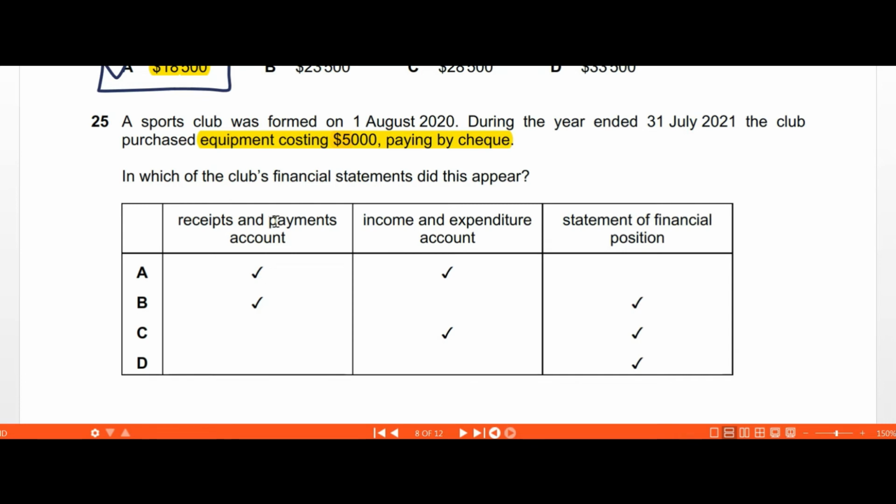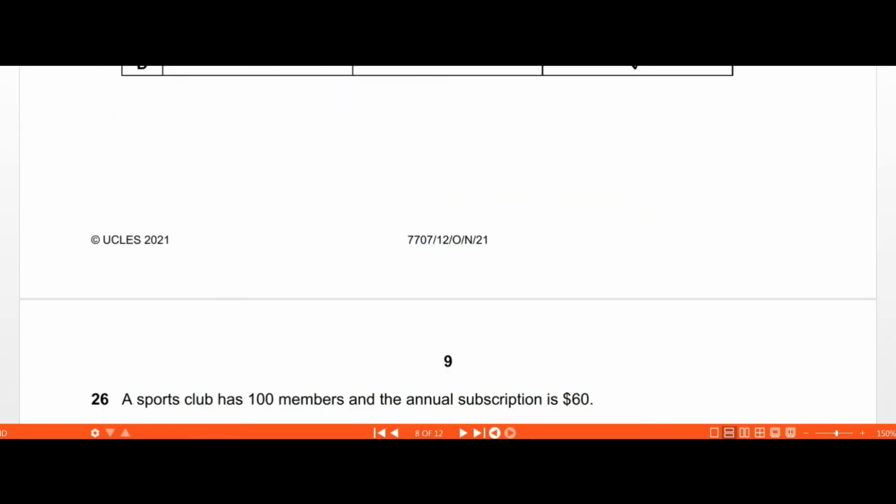So receipts and payments, obviously, because they were paying for that, so it is appearing in that. We have two options for that, A and B. Income and expenditure account, we do not record any purchase of asset in income and expenditure account. We only record that in a statement of financial position, so we can safely say this is B.